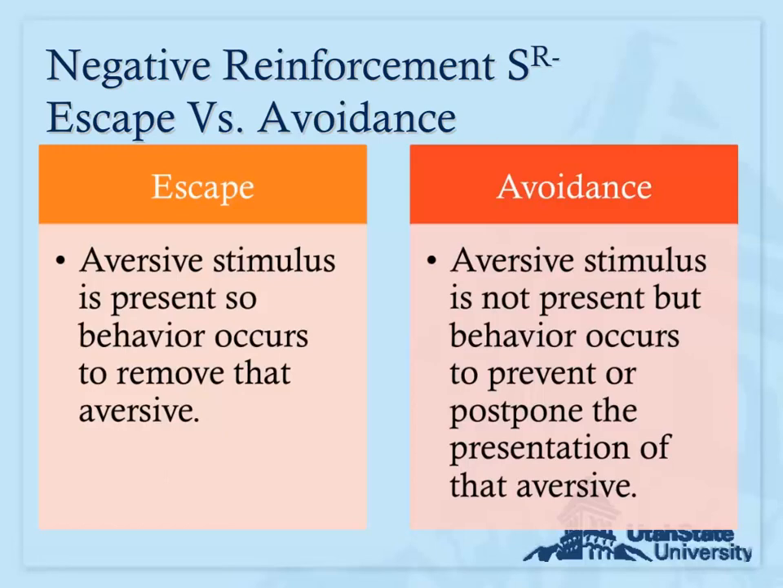Avoidance is when a particular aversive is not currently present, but you engage in a behavior to postpone or delay that aversive. So maybe you see the same person that was screaming in your ear before, and you ask them to go away before they start screaming in order to avoid that aversive stimulus.